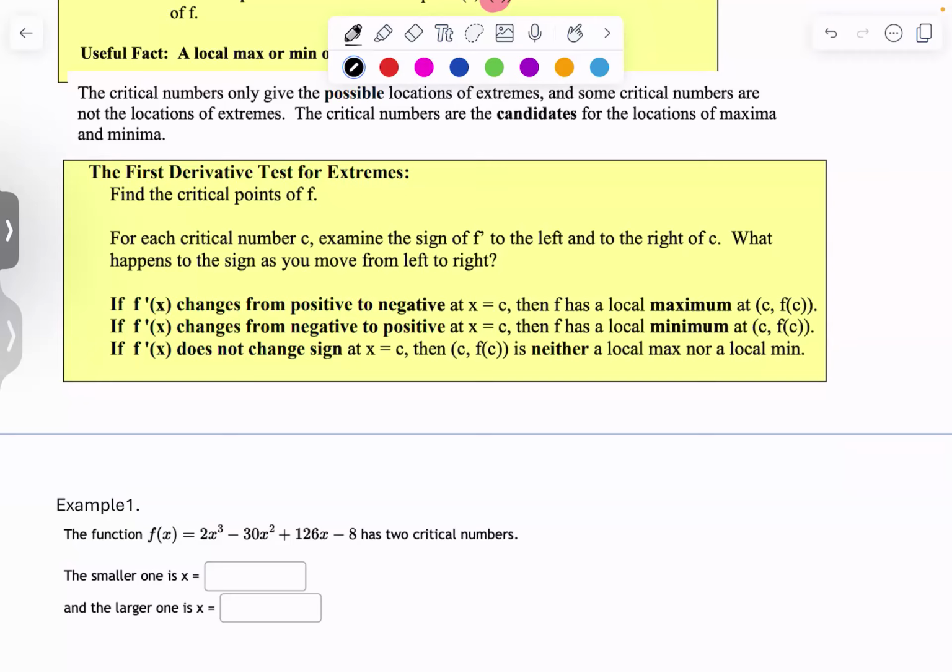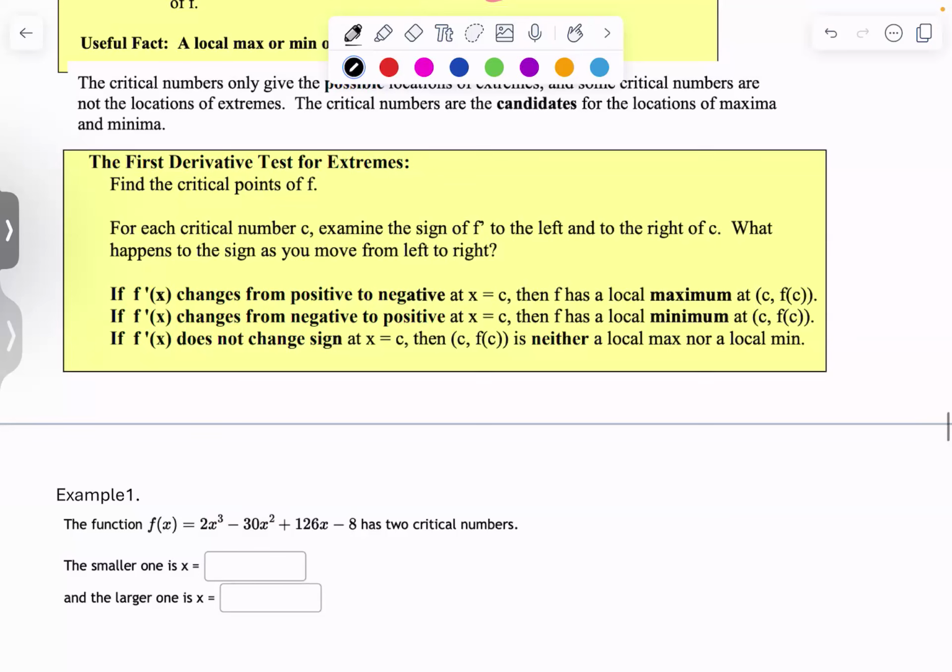Now, I want to kind of draw what that means. If it goes from a positive slope to a negative slope, meaning the slope of the tangent line is positive, and it changes to a negative slope like that, then we have a local maximum.